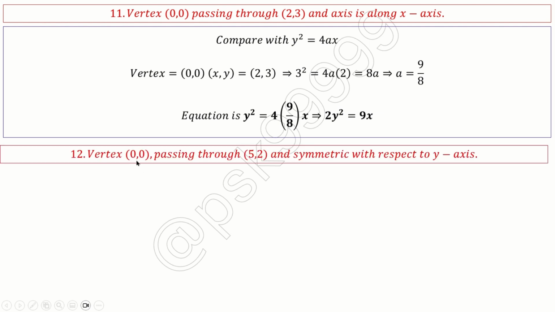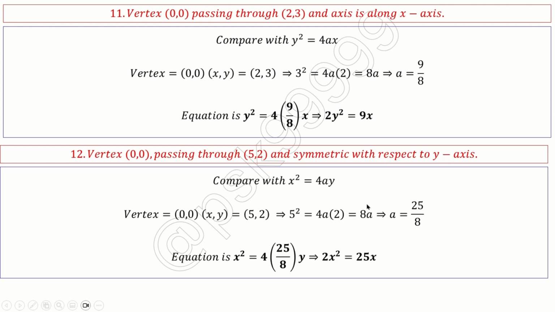The vertex is (0, 0), passing through (5, 2), and symmetric with respect to the y-axis. So that means you have to take the equation x square equal to 4ay and do it the same way. You will get 2x square equal to 25y. This is my equation of the parabola here.